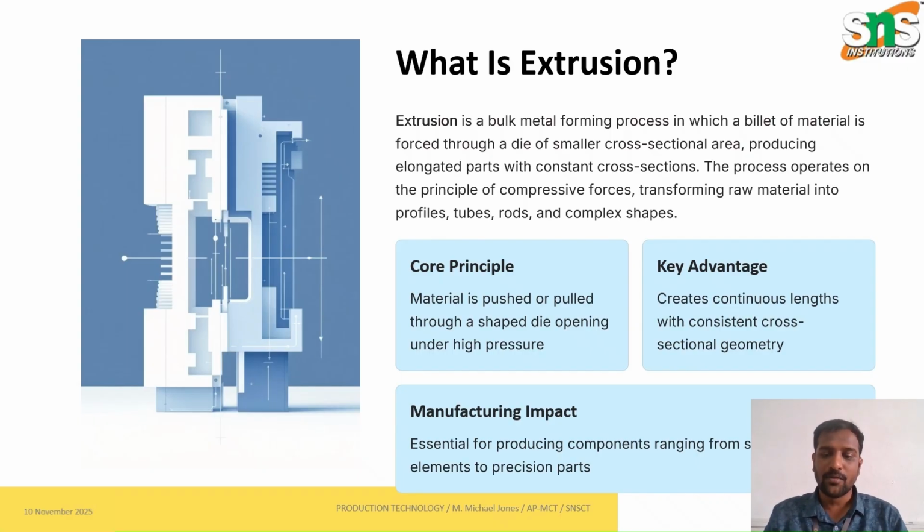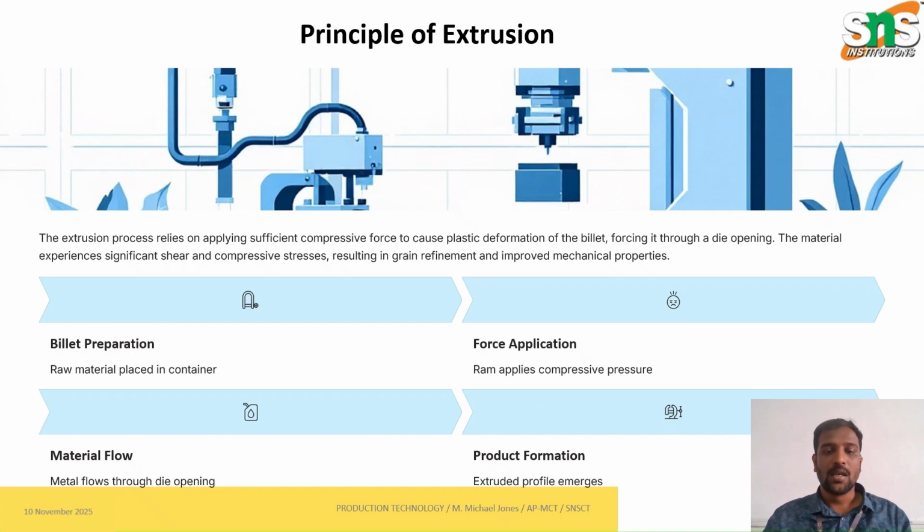Then the impact for manufacturing is that it is essential in producing components that range from smaller to larger precision parts. Then the principle of extrusion is given here. In the principle of extrusion, we are going to follow 4 steps: billet preparation, then force application, then material flow, and a product is formed.